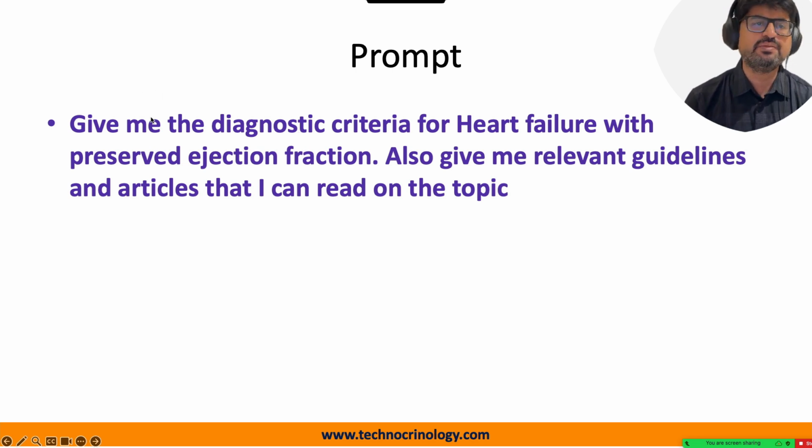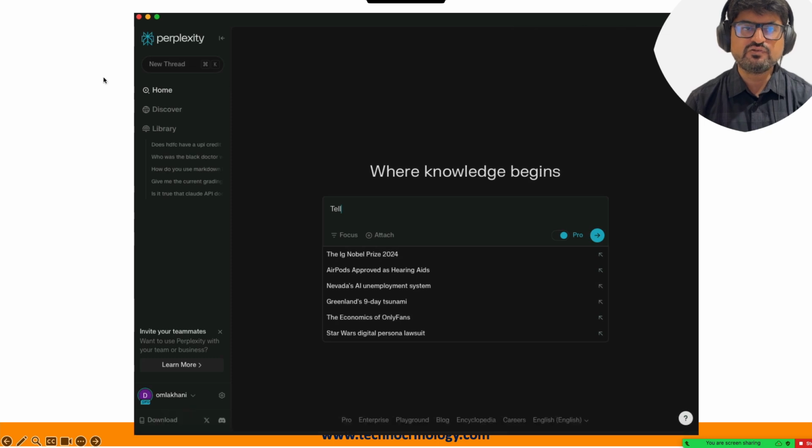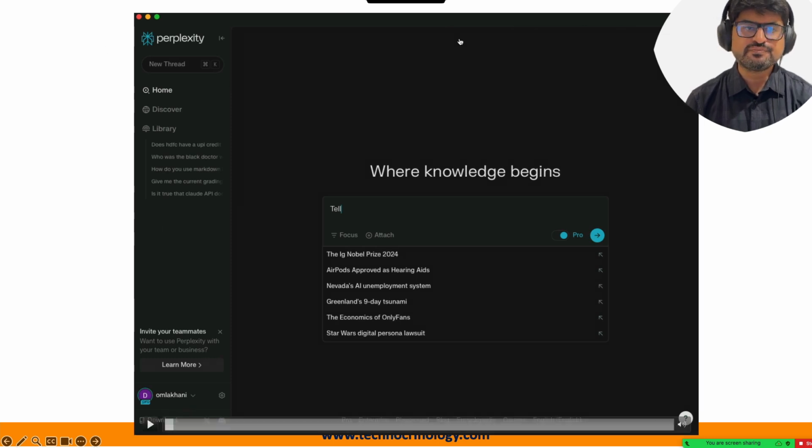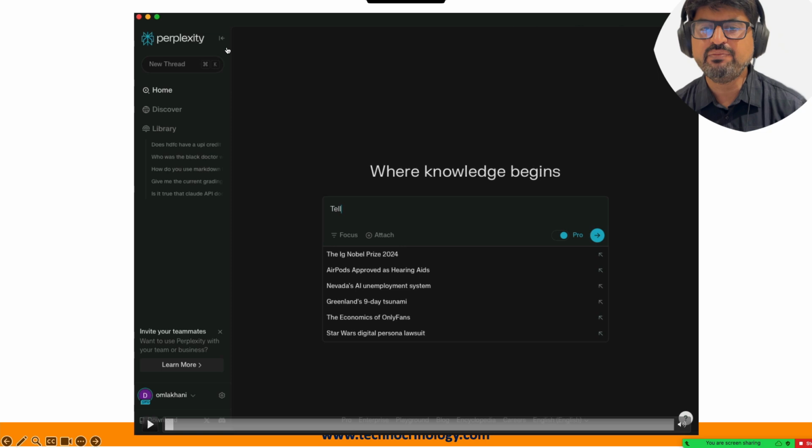So here I've written this very simple prompt. Give me the diagnostic criteria for heart failure with preserved ejection fraction. Also give me the relevant guidelines and articles that I can read on the topic. So you upload this. This is the prompt. This is what a Perplexity window looks like. Here is where you ask the question. If you have a paid version, you can use Pro Search, which is actually a better search system. But even if you're using a free system, it gives you some Pro Searches for free every month.